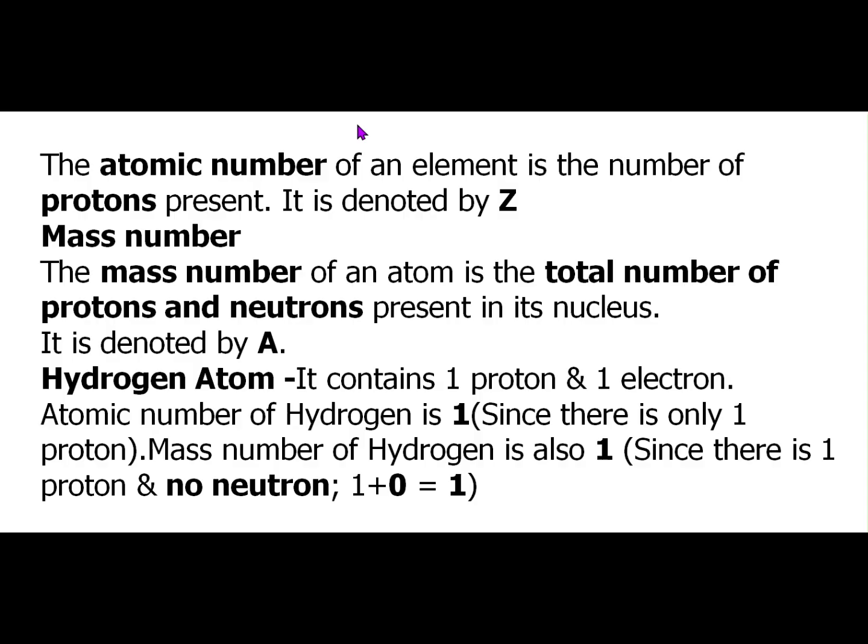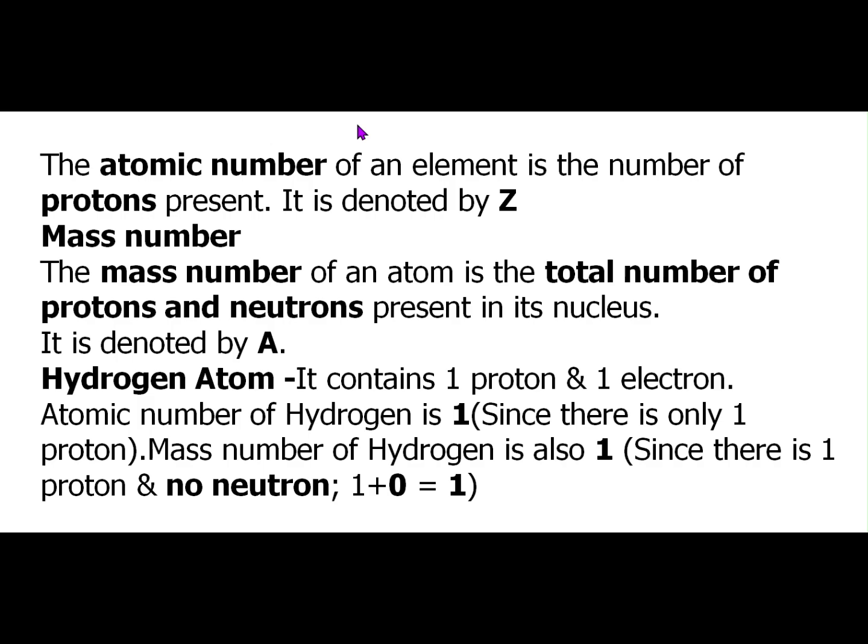What is atomic number? It is the number of protons present. It is denoted by Z. Mass number. The mass number of an atom is the total number of protons and neutrons present in the nucleus. That is, the total number of protons and neutrons is the mass number. It is denoted by A.